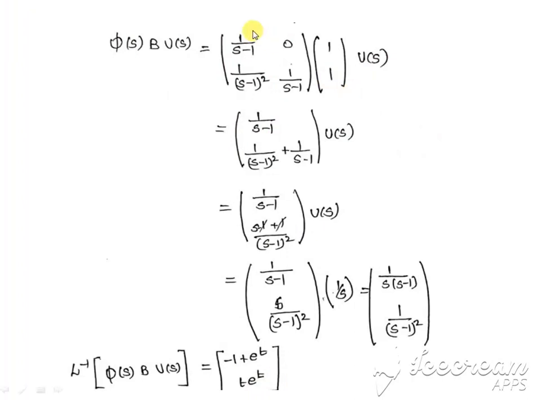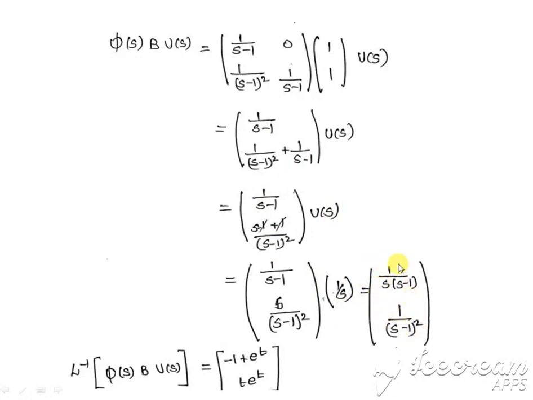This is the phi of s matrix. B value is 1 1 and U of s value. Simply multiply these two by the row column method, then we get the answer like this. And already we know the Laplace transform of step input is 1 by s. Then simplify this, we can get this answer.